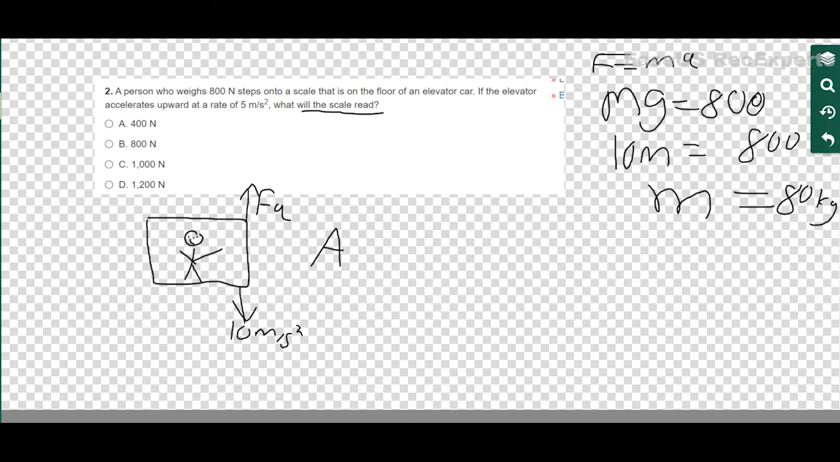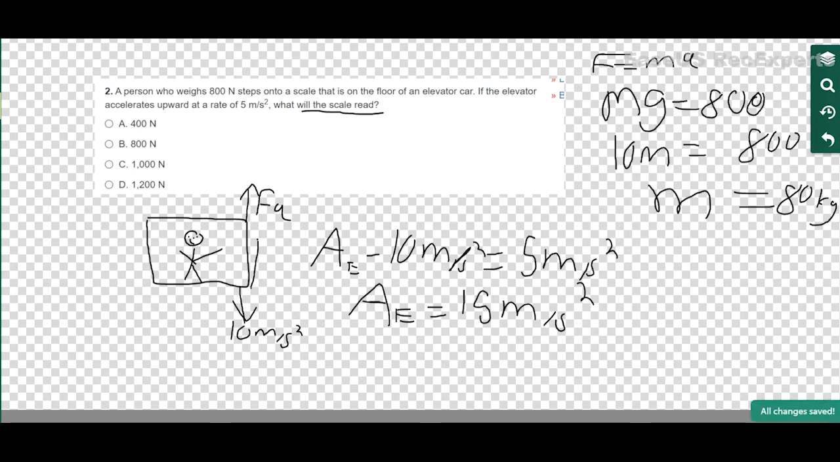So we'll do acceleration of elevator minus 10 meters per second squared, because we're accelerating upward and gravity is headed downward, so we have to subtract the gravity. And we set that equal to 5 meters per second squared. So we can conclude that the acceleration from the elevator upward would result in 15 meters per second squared. Right, that's the acceleration of the elevator. That's not the net force. That's the force applied by the elevator, which should lead to that, but gravity takes away from it.